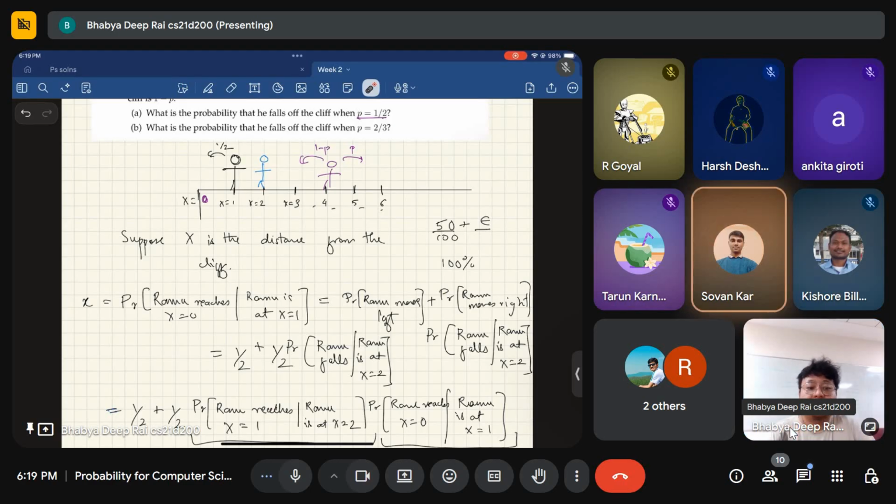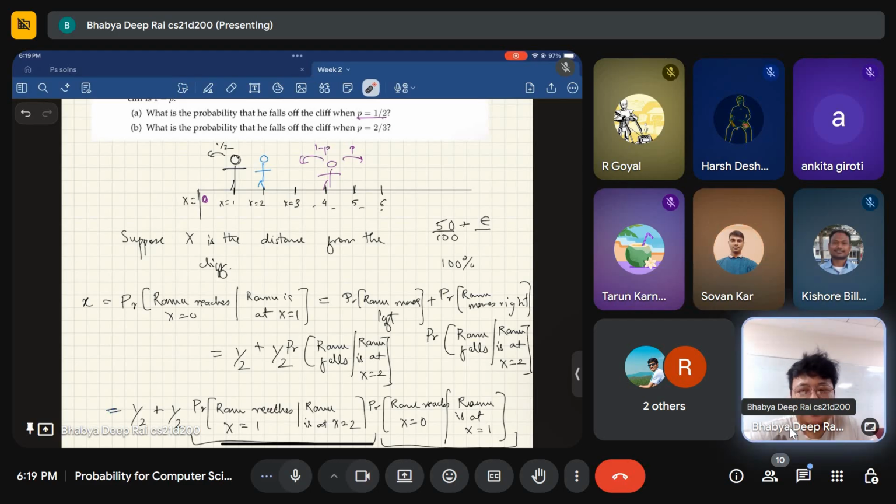Yes, sir. Here we want to find the probability that Ramu is at x equals 2, given that Ramu will reach x equals 1. So he has to move one step left. And in the same way, if he has to fall, he has to move one step left from x equals 1 to x equals 0. So both probabilities are the same, as we have to make one step left. So for that, the probability equals x.